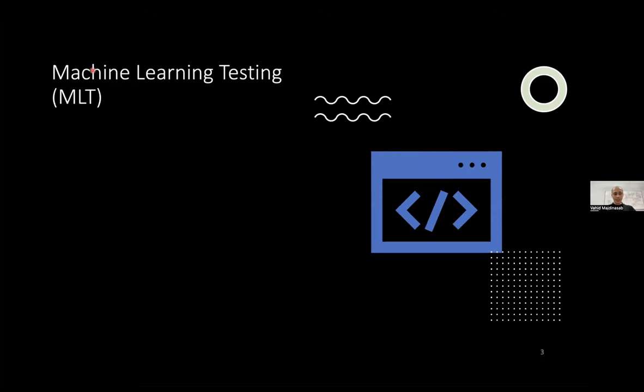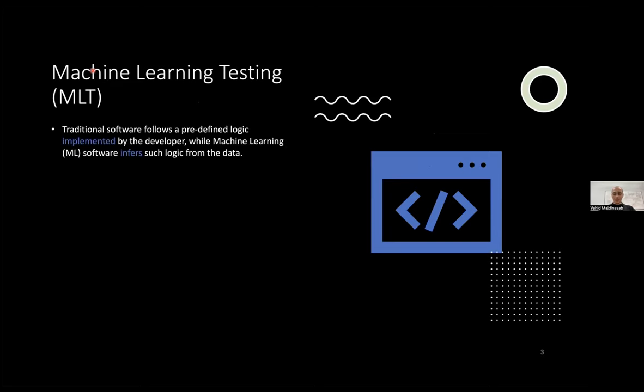Now that we have a baseline for what reinforcement learning is, let's briefly talk about machine learning testing. So in traditional software, and by traditional here, I mean software that does not incorporate any machine learning components in it, what you have is that the logic that you want is implemented by the developers. Whereas in machine learning, the logic is not implemented, but it is instead inferred from the data that the model is trained on.